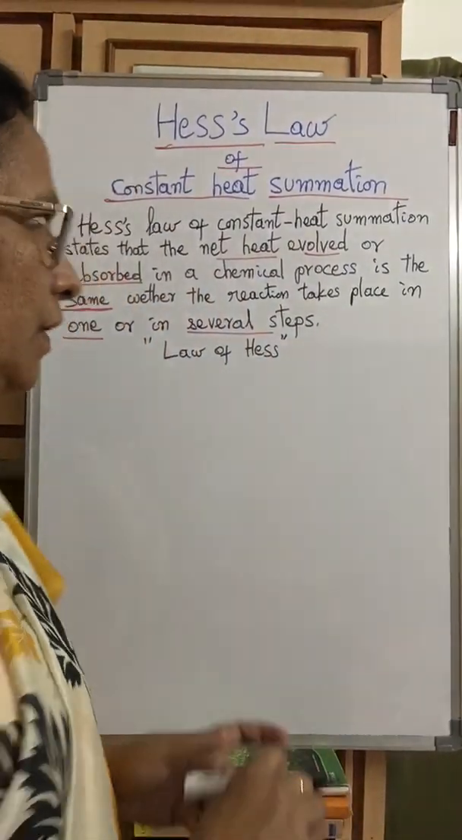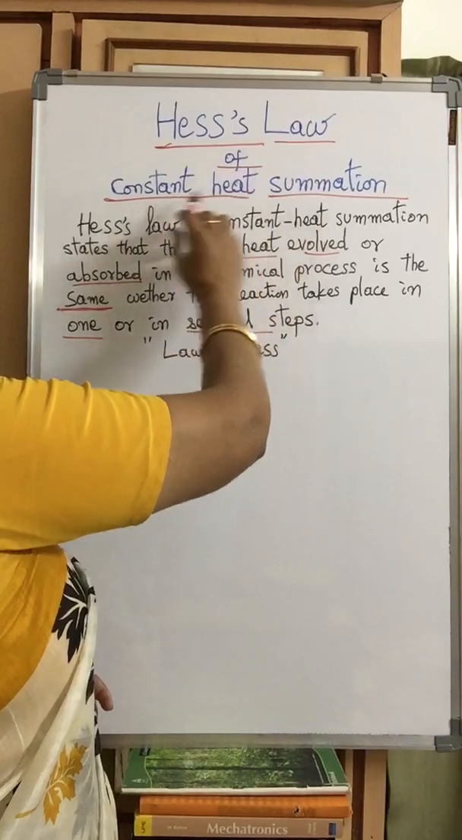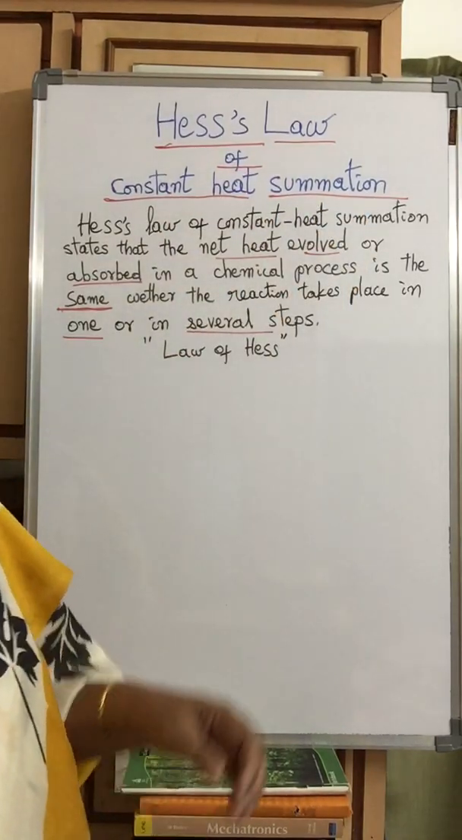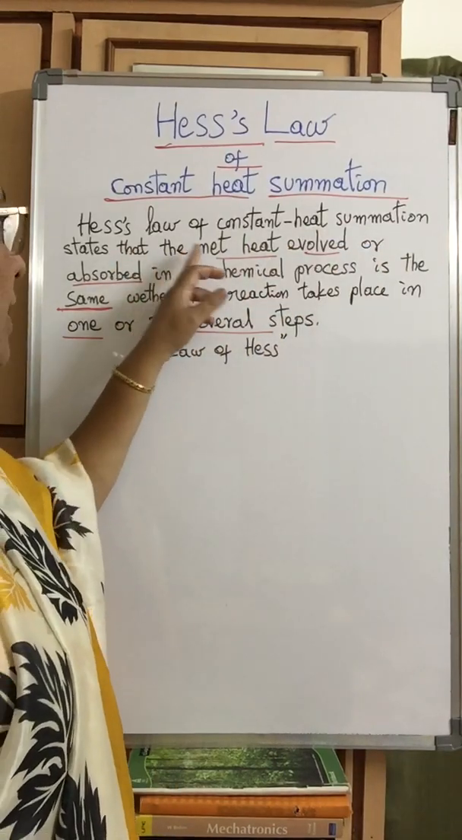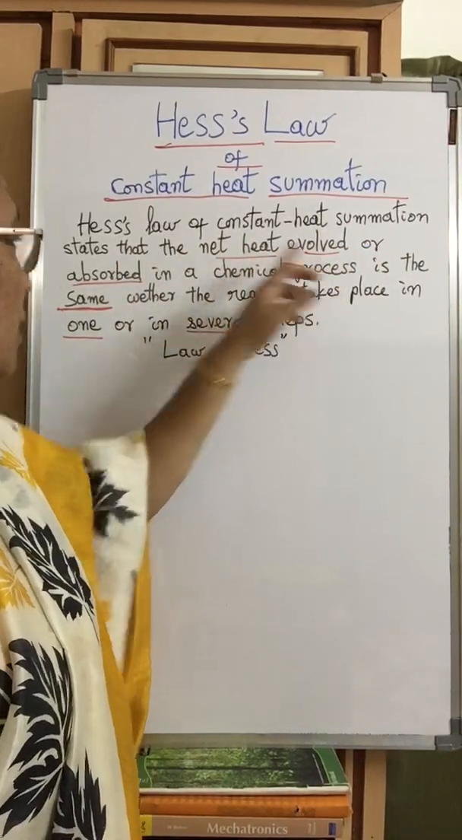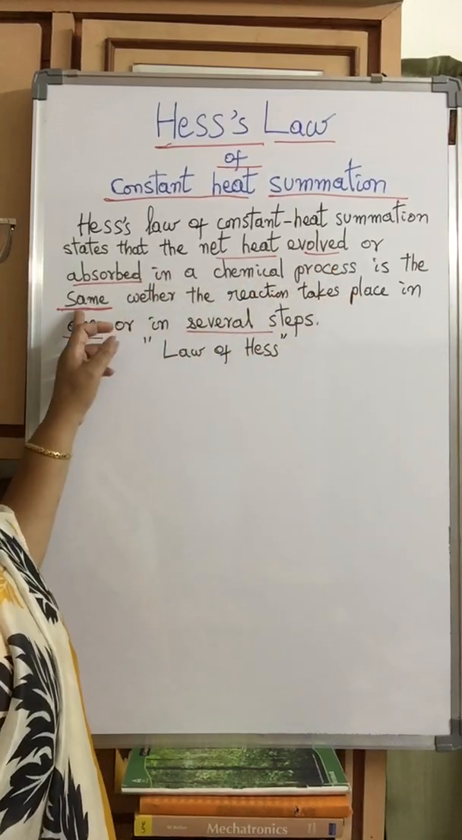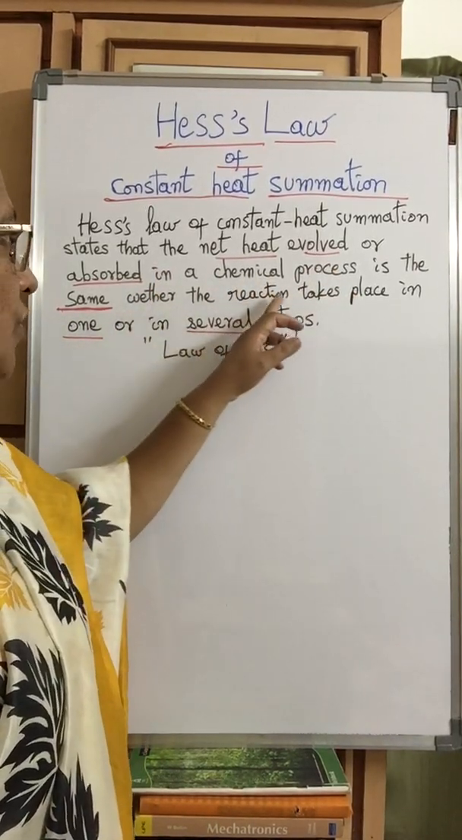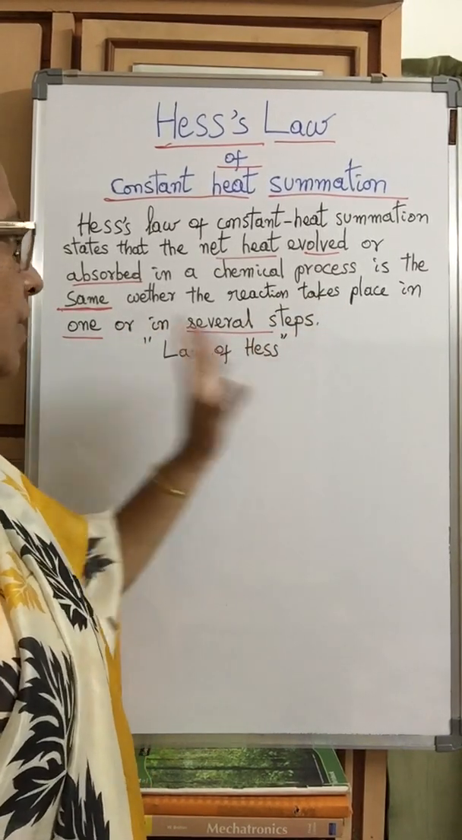Hess law of constant heat summation. Hess law of constant heat summation states that the net heat evolved or absorbed in a chemical process is the same whether the reaction takes place in one or in several steps.